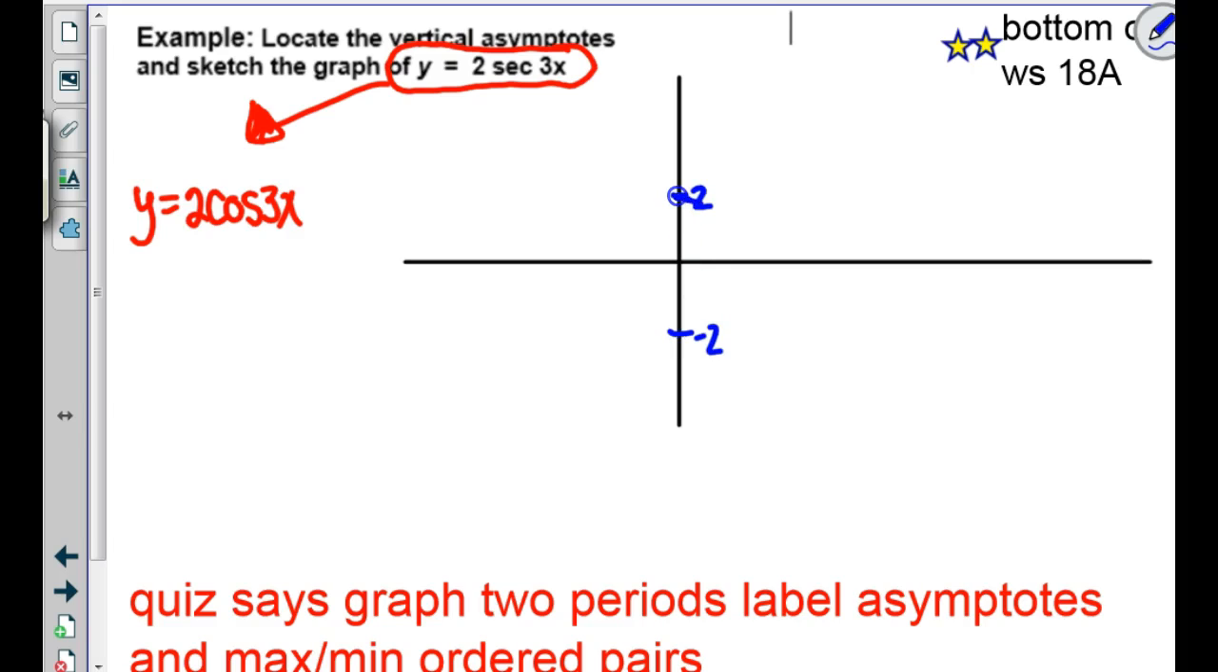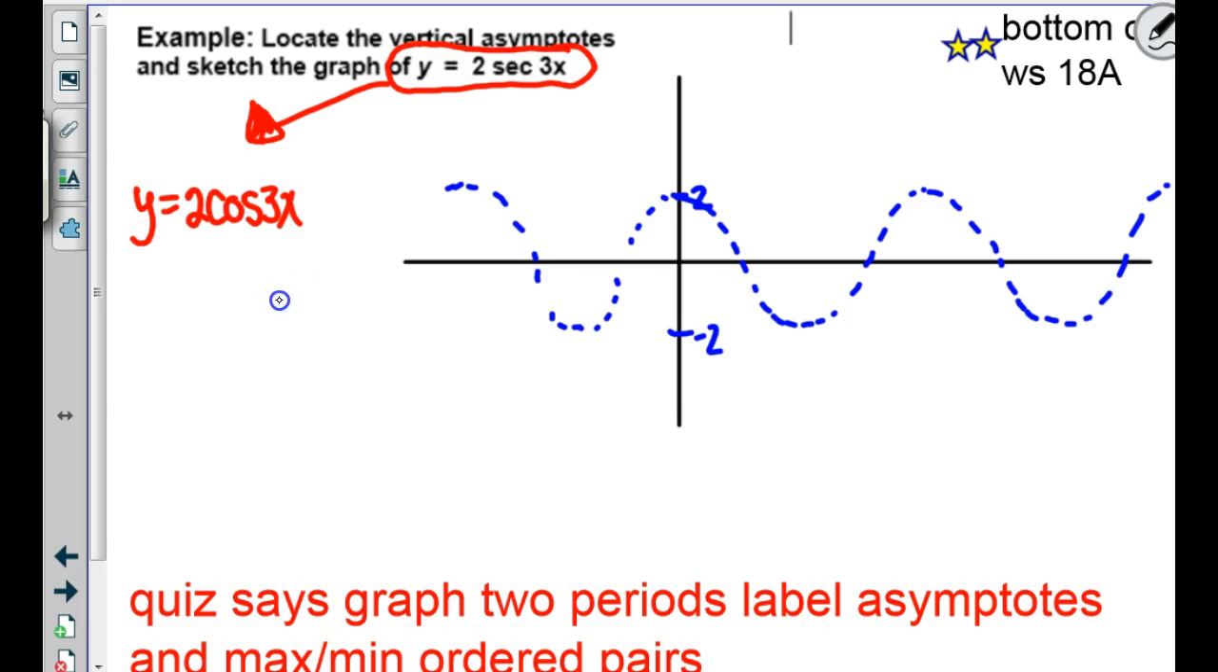Okay, cosine shape is like this. If you want to go this way, you can. You don't have to graph this much. I think the quiz says 2 periods, but all right. What else? I took care of the 2. I graphed the cosine. I need to worry about this 3. What is that 3 telling us? That this cosine finishes at 2 pi over 3. Okay, quarter points.